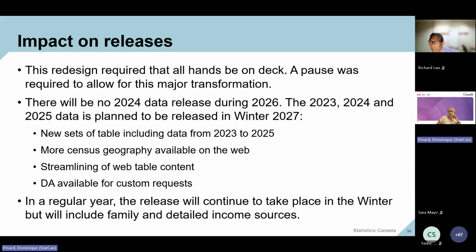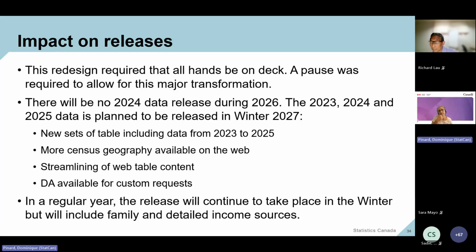Census tract data, we're looking into adding it to the web tables. I don't know if that's going to be possible. There's some technical limitation on our side that prevents us from doing that. So we're looking into options at this point.